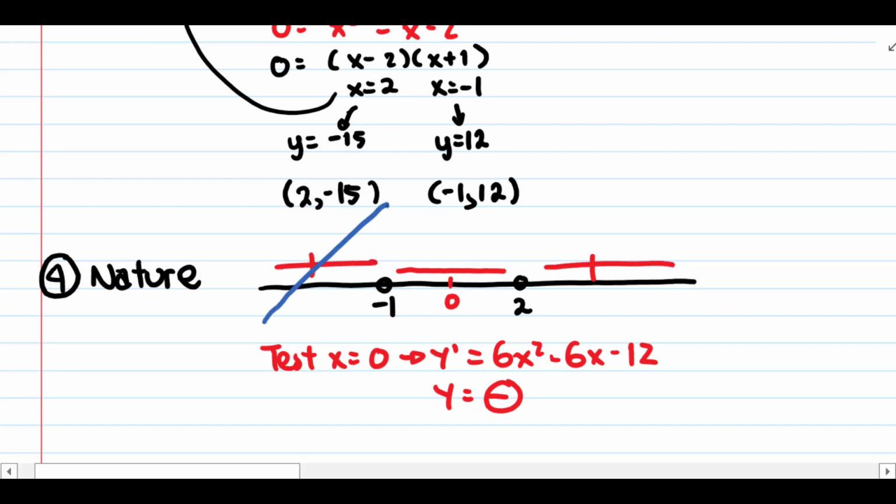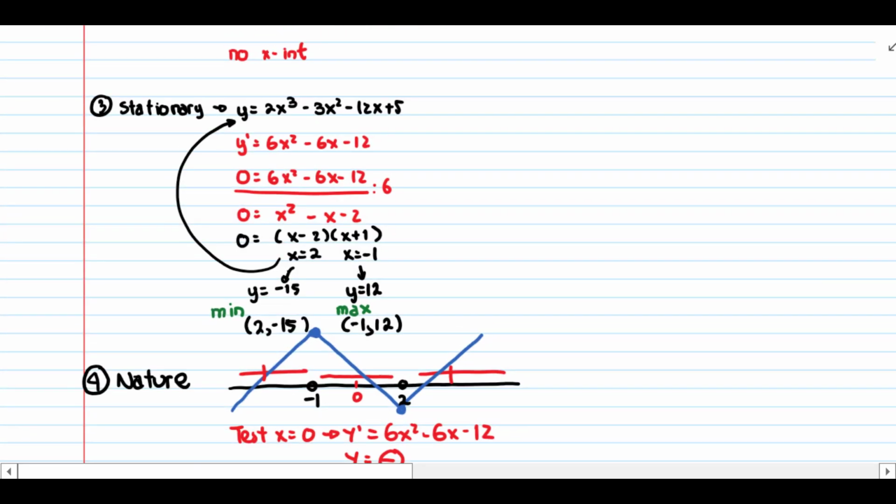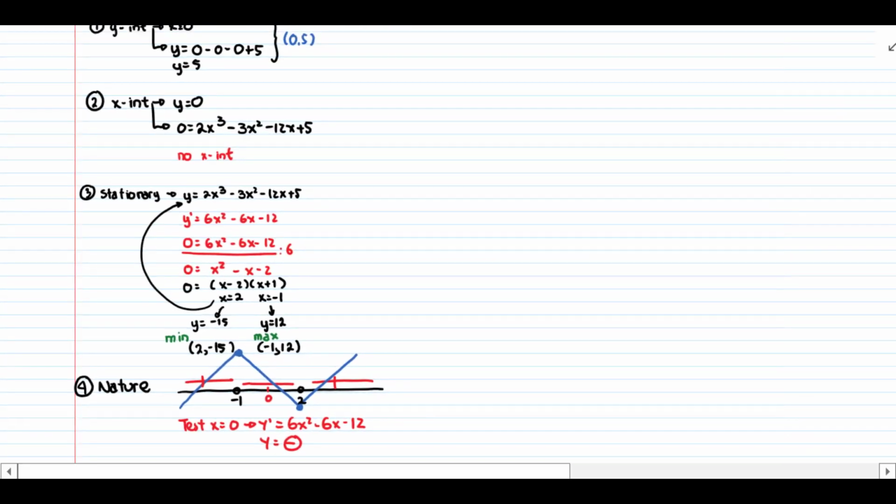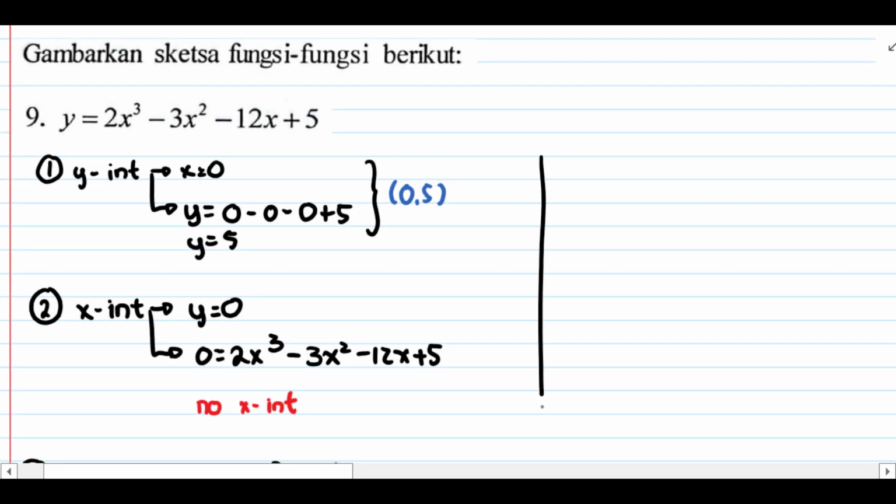So the curve will be increasing, decreasing, increasing. So this one is the maximum. And that one is the minimum. Okay, I will label it first. This one is the minimum. And that one is the maximum. Okay. So we already have the stationary points. Next is to find the inflection point.